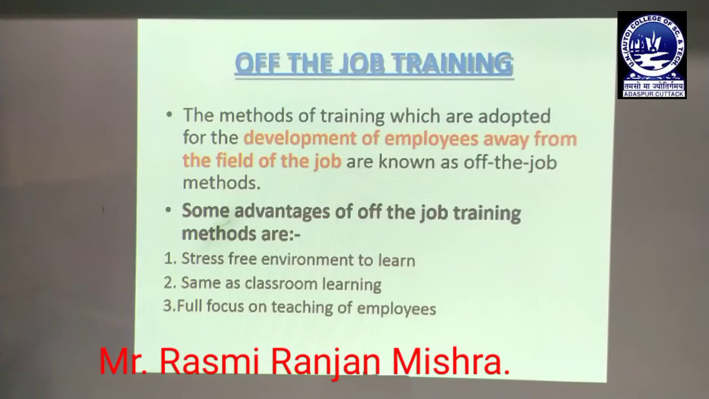The second method is the off the job training method. This is a method of training adopted for the development of employees, particularly away from the field of the job, and this is known as the off the job method. So in off the job training, training is provided to the employee outside their job. That means either in the field or through any other method, training will be provided.